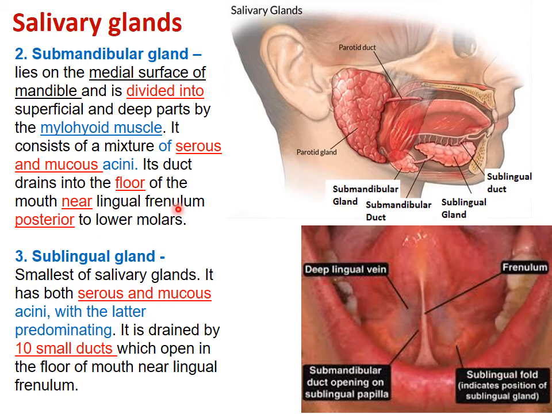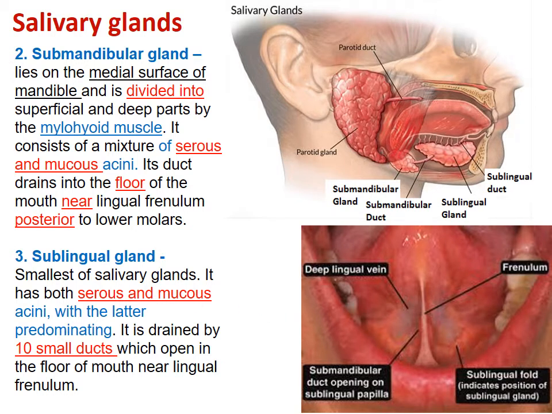Near the lingual frenulum. What is the frenulum? This is the frenulum, the structure that attaches the lower surface of the tongue to the floor of the oral cavity, right? So this is called the frenulum. When you lift your tongue up in the mirror, you can see it. Posterior to the lower molars, here, you will find it.